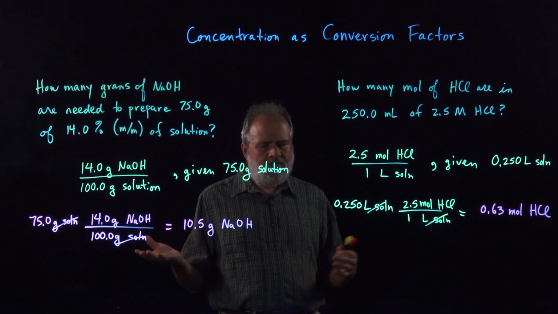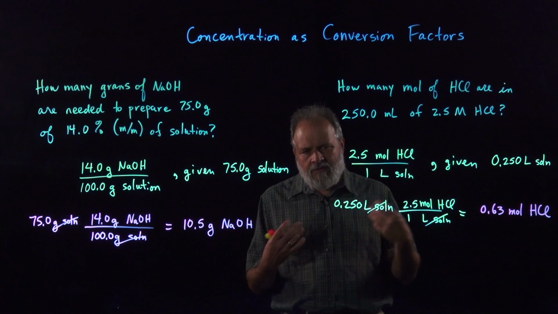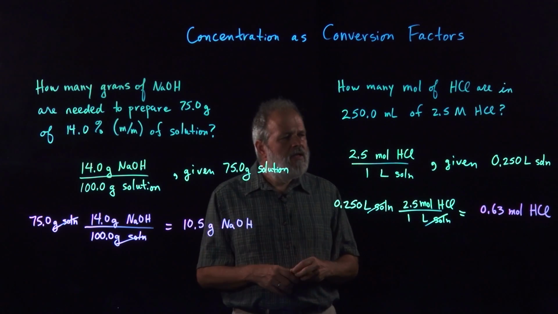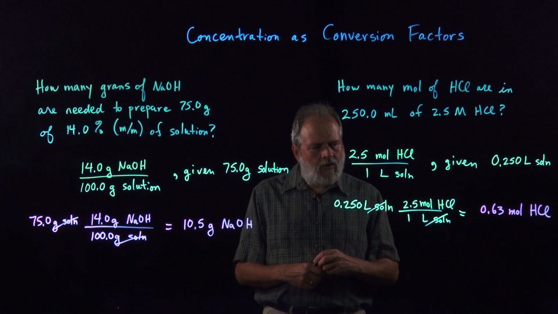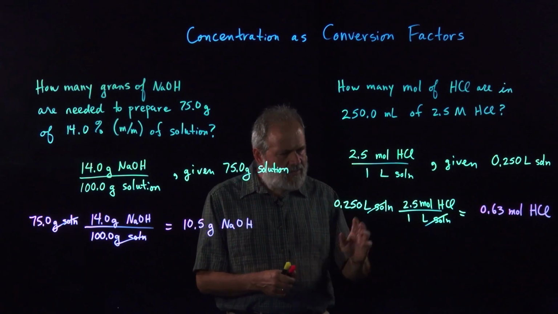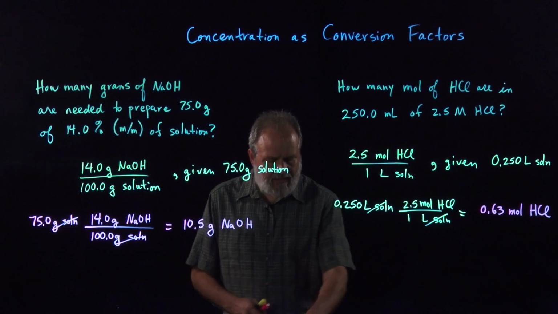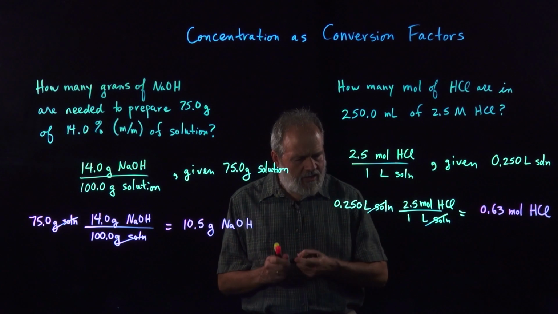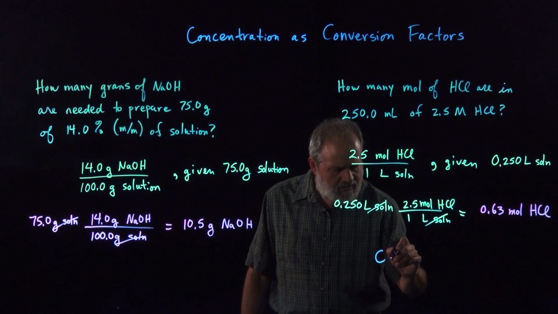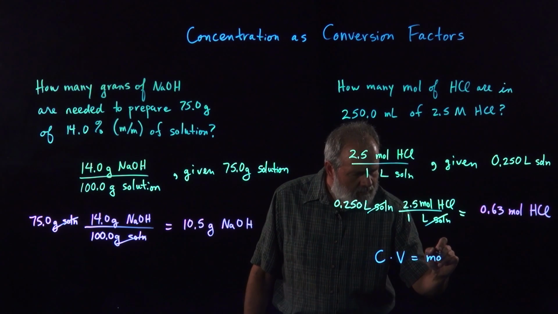Okay, so there could be all sorts of variations on this problem. One would be, how many grams of HCl would we have? Well, we just take the moles here and convert to grams. Or we could do other sorts of things, but this is actually a very important use of molarity. So we could actually write a little equation down that the concentration times the volume of solution equals moles.